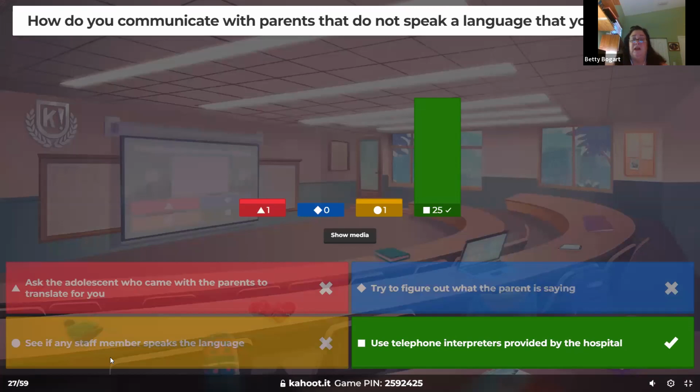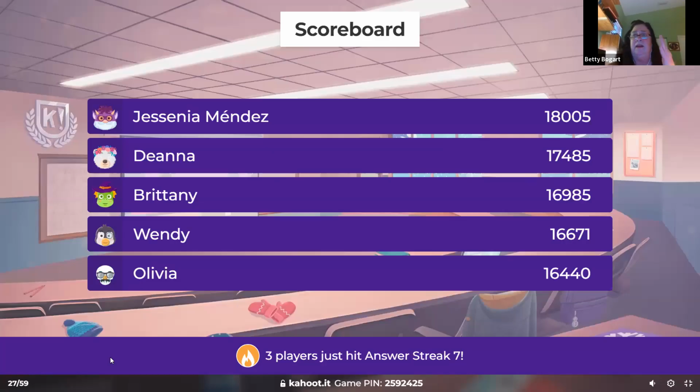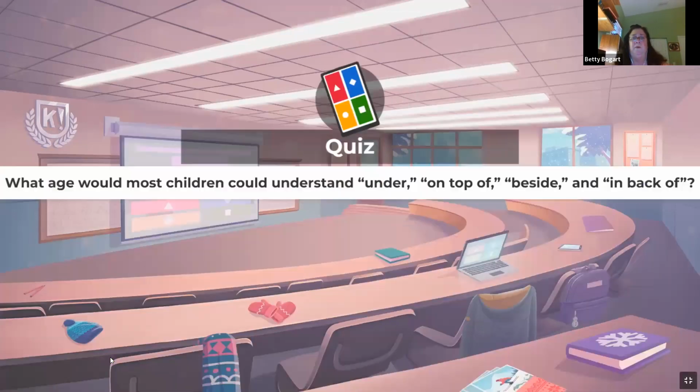So always use those telephone interpreters. Don't ever use a family member, because they'll interpret the translation the way they understand it. The telephone interpreters interpret exactly how it is said for you.